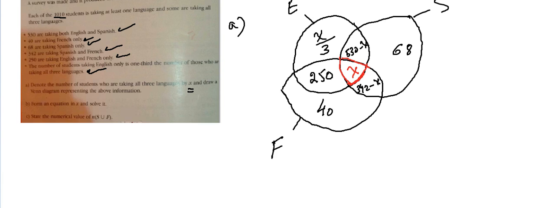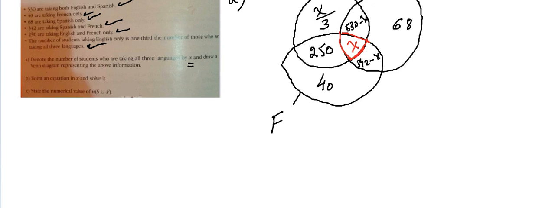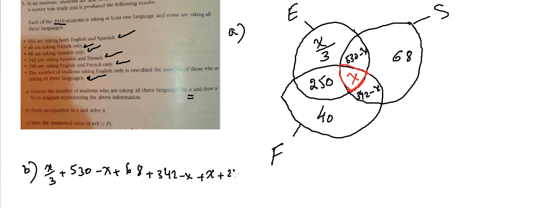We still have two small parts to go. Part B says, form an equation in X and solve it. How to form this equation? We can form it from this Venn diagram, right? Let's take all the data. First, we have X over 3, then plus 530 minus X, plus 68, plus 342 minus X. We don't have to forget any one of them. Plus X, plus 250, and plus 40. Those all represent all the students in the class.